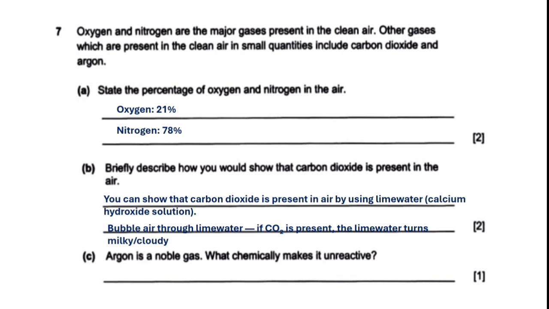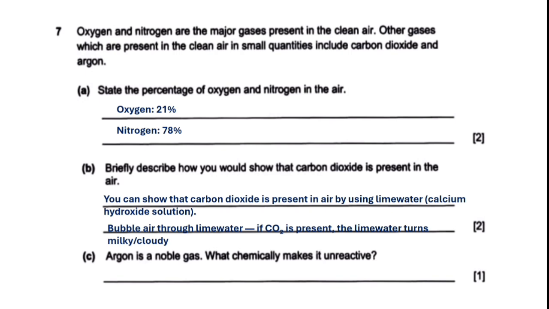What chemically makes it unreactive? It is a group 8 element. Of course, all group 8 elements are chemically unreactive. All noble gases or inert gases are chemically unreactive, and the reason is that they have a full outermost shell of electrons. They do not need to gain or lose electrons. They already obey the octet law.